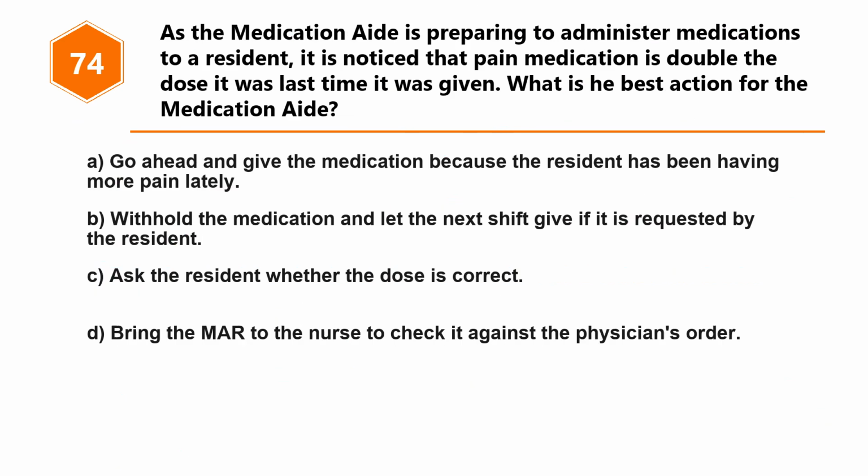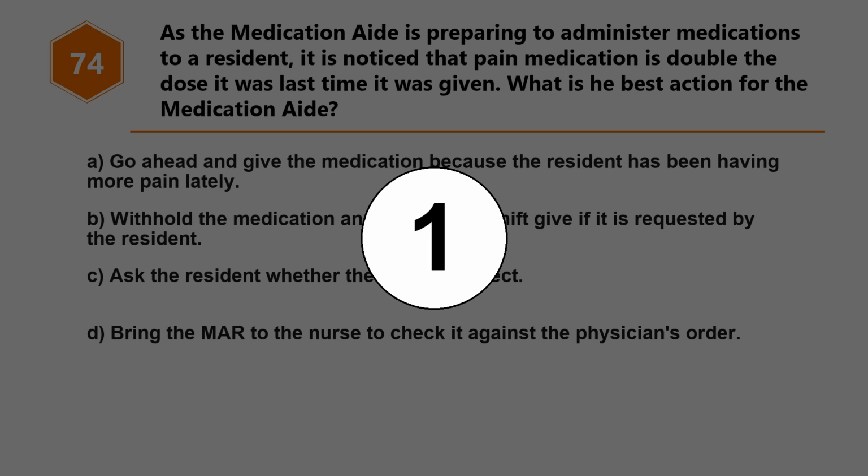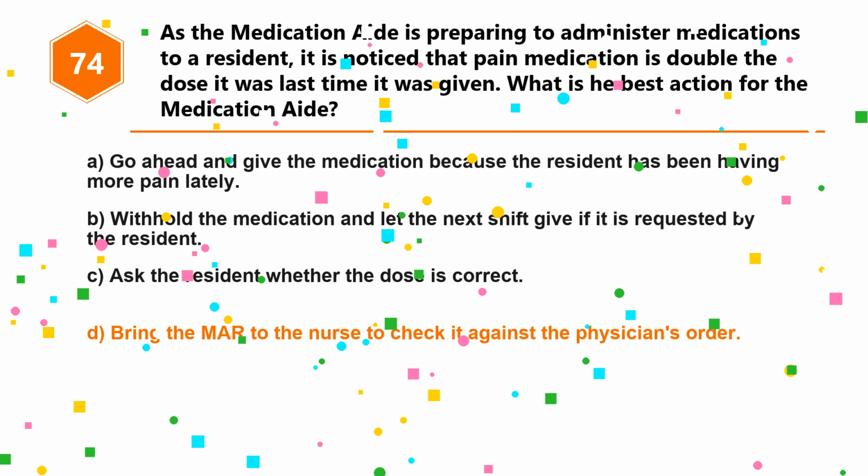Question 74. As the medication aide is preparing to administer medications to a resident, it is noticed that the pain medication is double the dose it was last time it was given. What is the best action for the medication aide? Option A, go ahead and give the medication because the resident has been having more pain lately. Option B, withhold the medication and let the next shift give it if it is requested by the resident. Option C, ask the resident whether the dose is correct. Option D, bring the MAR to the nurse to check it against the physician's order. The correct answer is option D. Bring the MAR to the nurse to check it against the physician's order.